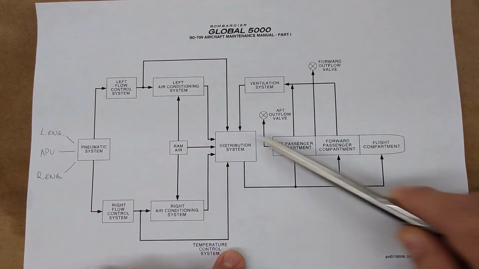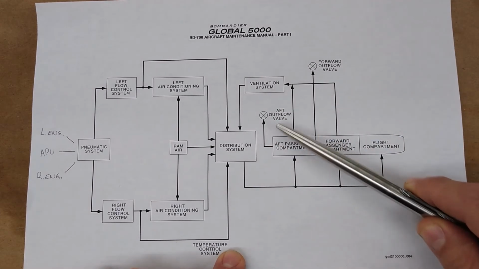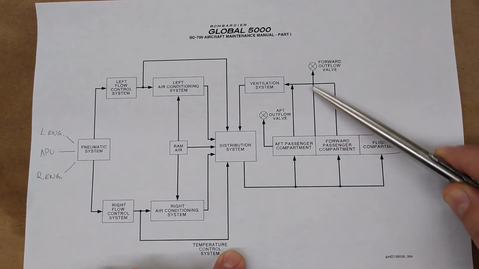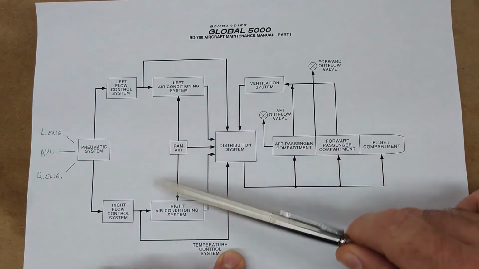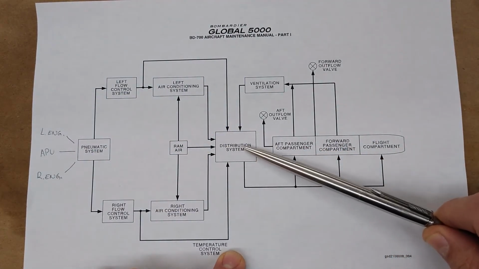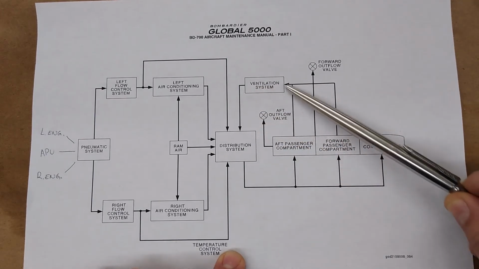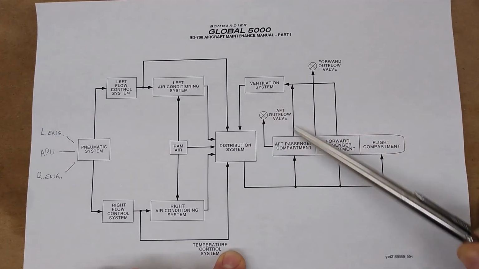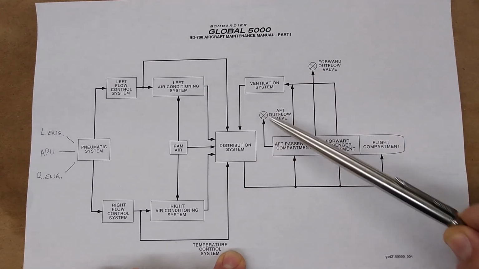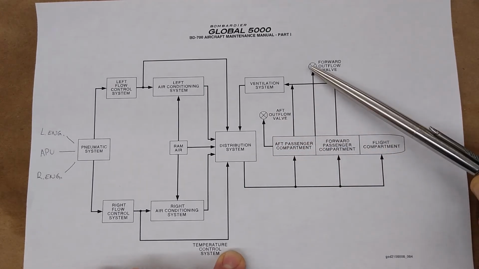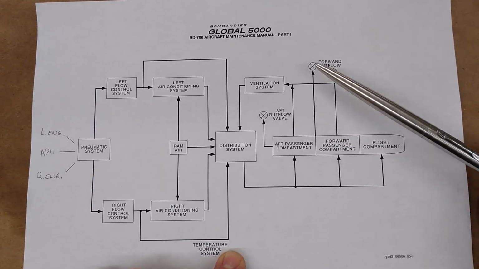Now, you have all that air coming in. Some of it's getting vented out overboard through the outflow valves, the one in the back of the aircraft and the one in the middle of the aircraft. So you have air coming from the engines or the APU, going through the air conditioning systems, through the mixed manifold, getting distributed throughout the aircraft, getting vented back out again to be recirculated and filtered and redistributed again, and some of it flows in a controlled manner out of the outflow valves.